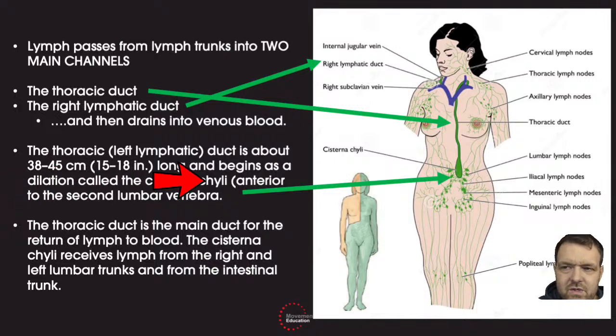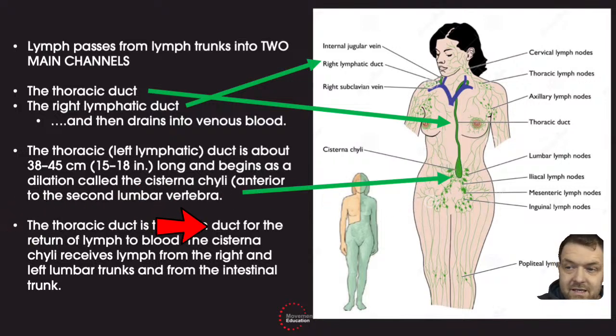It begins as a dilation called the cisterna chyli, which is this pouch here, anterior to the second lumbar vertebra. So that's the kind of region that it is. And if you think about other structures around that region as well, it's coincidence, I don't know, but that's where the conus of your spinal cord is, around L1, L2. So that's the end of your spinal cord as well. So that L1, L2 region is quite important for lymphatic and for the nervous system.